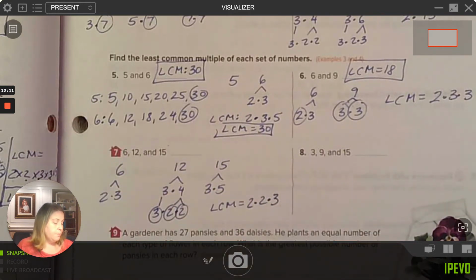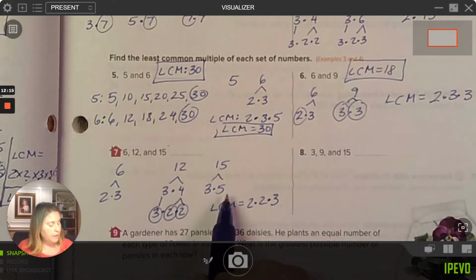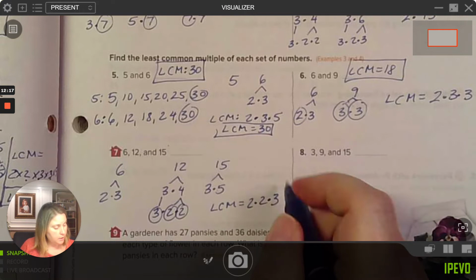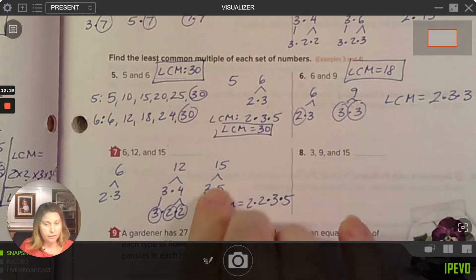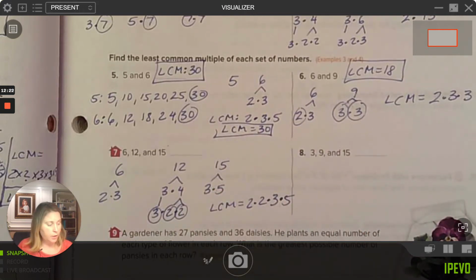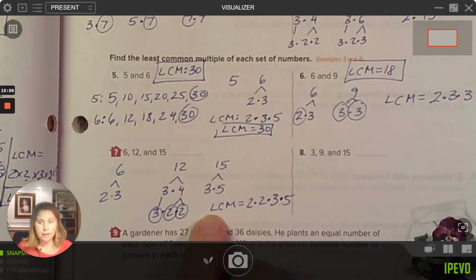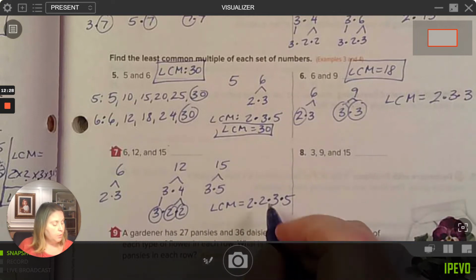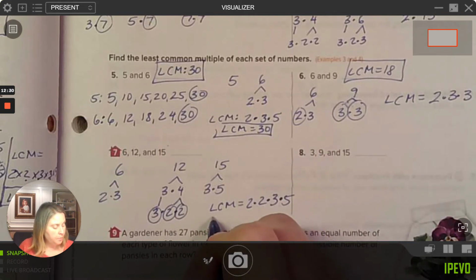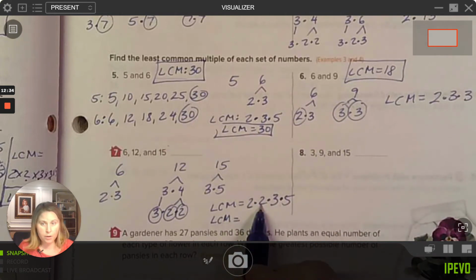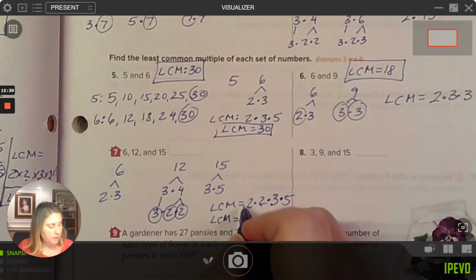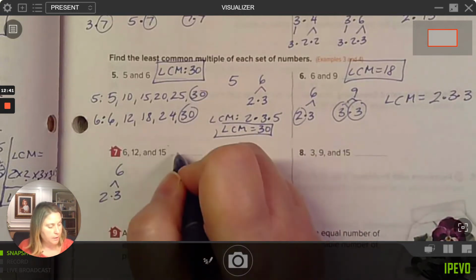Okay, and then we're moving on to 4 is not prime. Moving on to 5. Okay, so that is occurring here in the 15. And we don't need it to be occurring everywhere. It just has to occur in at least one of the numbers. And then let's go ahead and multiply. 2 times 2 is 4, times 3 is 12, times 5 is 60. So our least common multiple is 60.